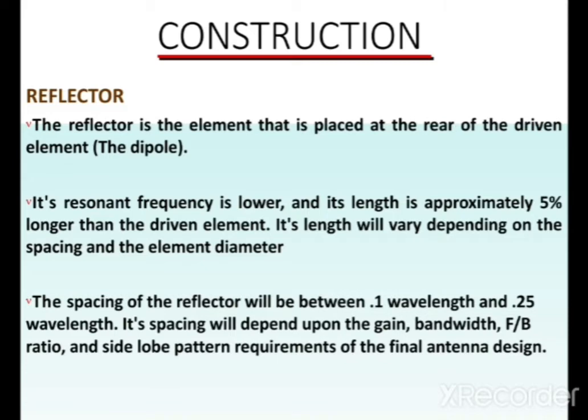Sometimes you may take 0.20 lambda between the reflector and the driven element, and between the driven element and the director 0.125 lambda, and between the directors it may be 0.25 lambda or 0.125 lambda, 0.115 lambda, like that also. It depends on all these parameters.